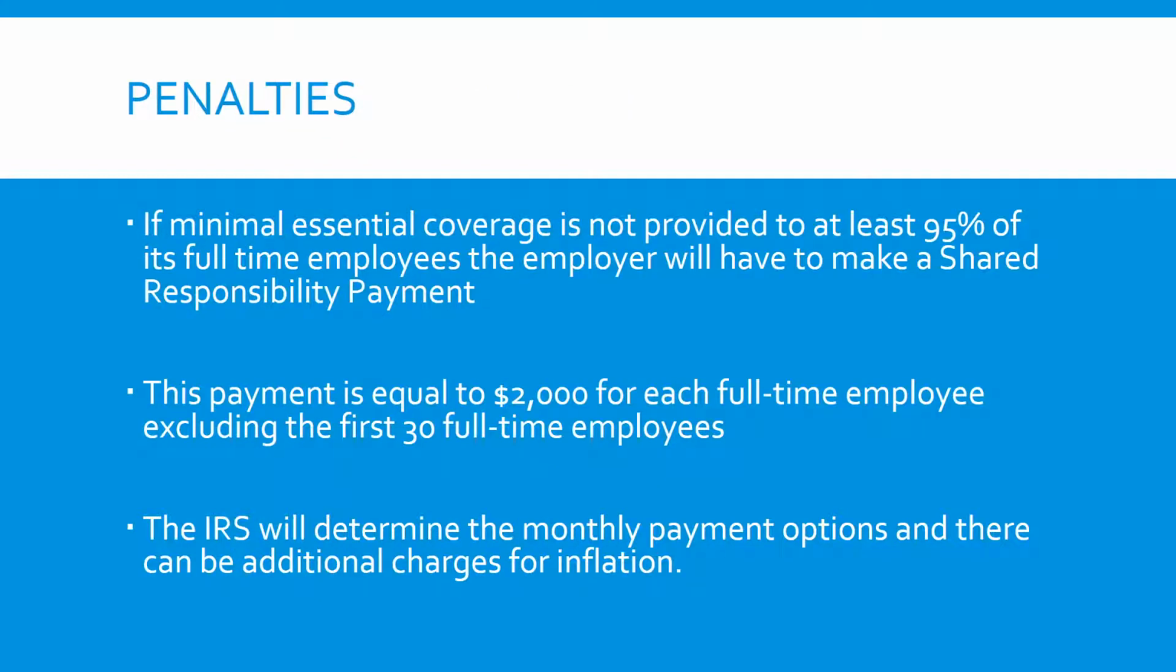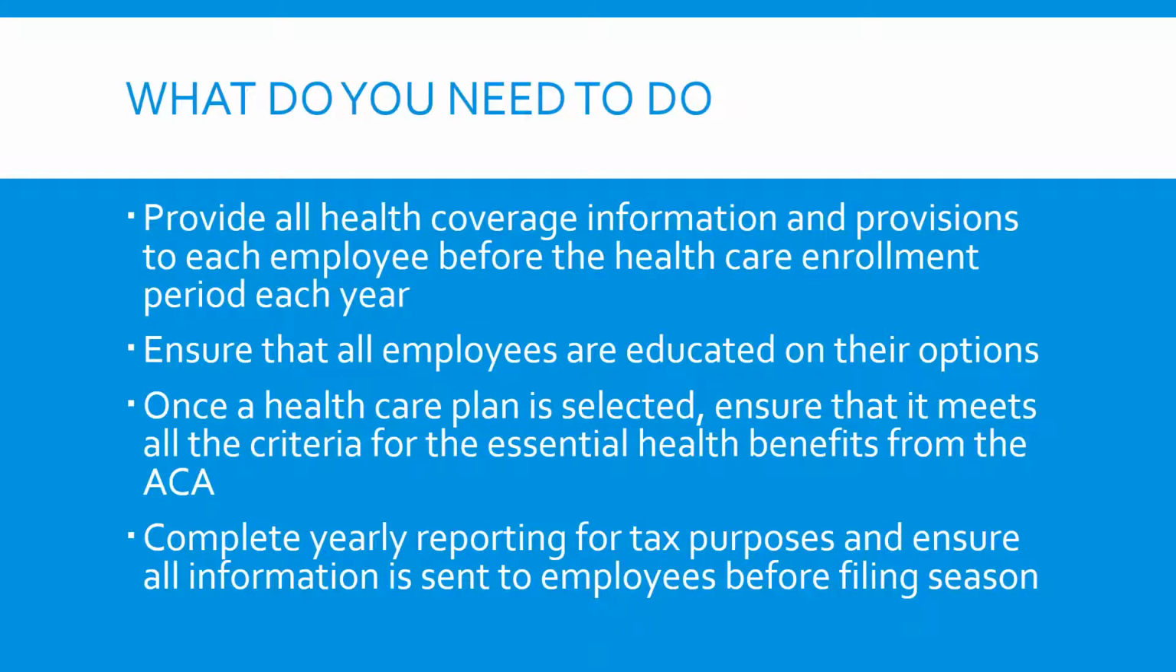Now, if we do not meet specific requirements, there are financial penalties. If the minimum essential coverage is not provided to at least 95% of full-time employees, we will have to make a shared responsibility payment. This payment is equal to $2,000 for each full-time employee, excluding the first 30 full-time employees. If this payment is to be made, the IRS will determine the monthly payment options, and there are additional charges for inflation.